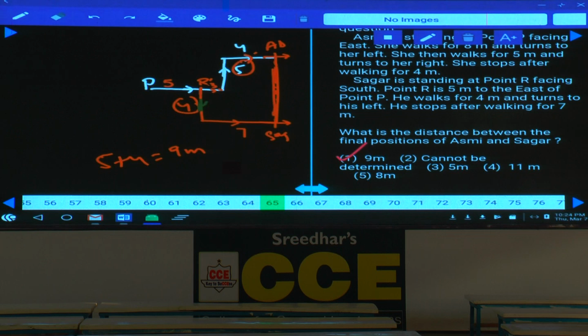Paper number 12116. Yes, any doubts in these questions 31 to 65? Anything to be discussed once again?